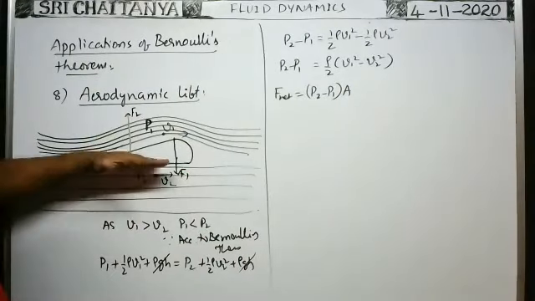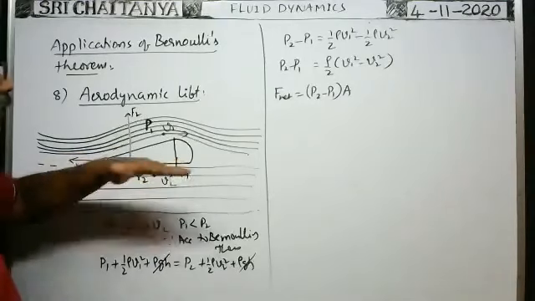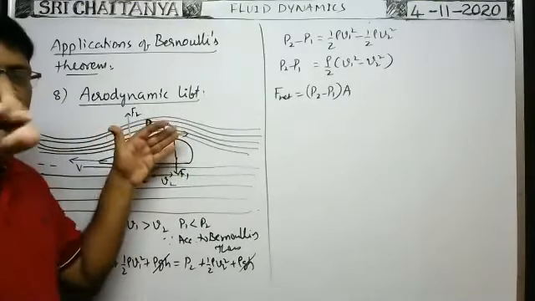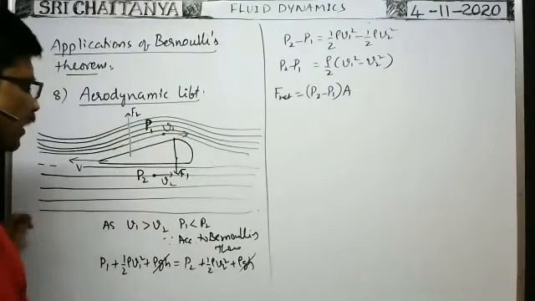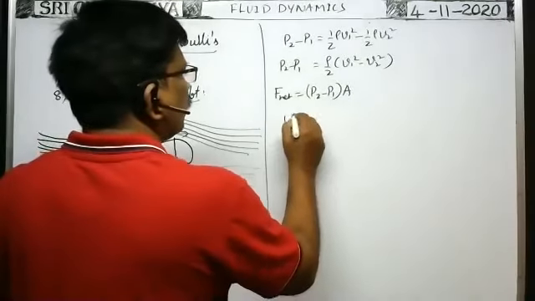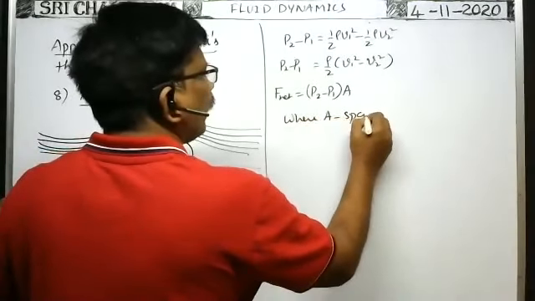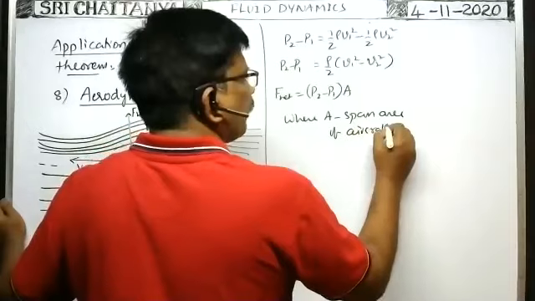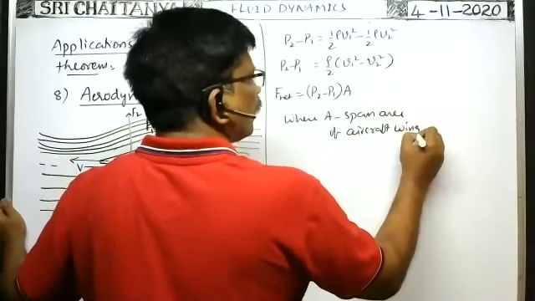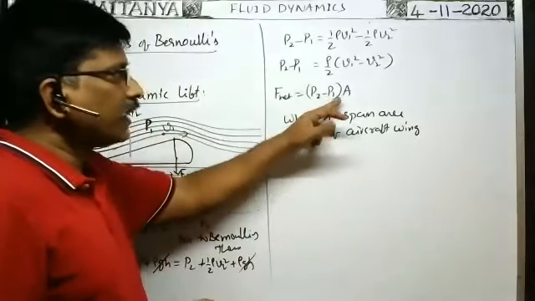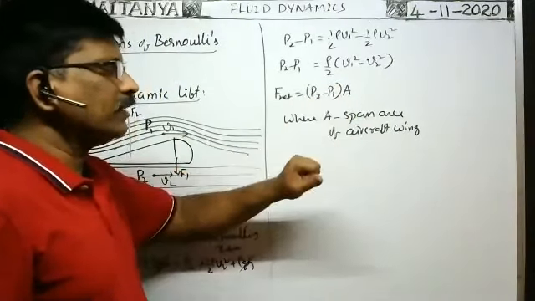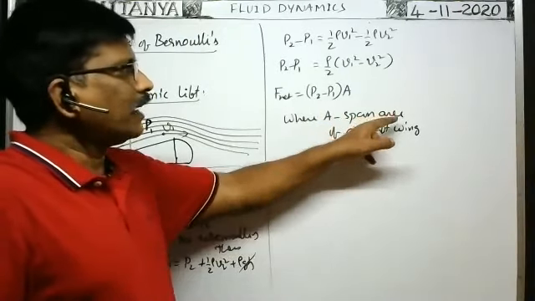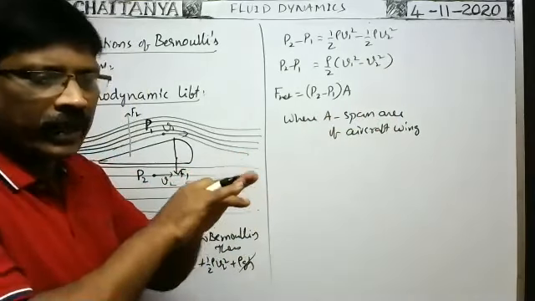Span area means the surface area of the aircraft wing at its bottom. Suppose it is having two wings, the total area of the aircraft wings at the bottom is called the span area of the aircraft wing. Where A is the span area, the total area of the aircraft wings. Suppose if for one aircraft wing the area is given, for two aircraft wings it means 2A. But generally they give it as span area. Span area means the total area of the aircraft wing at its bottom.